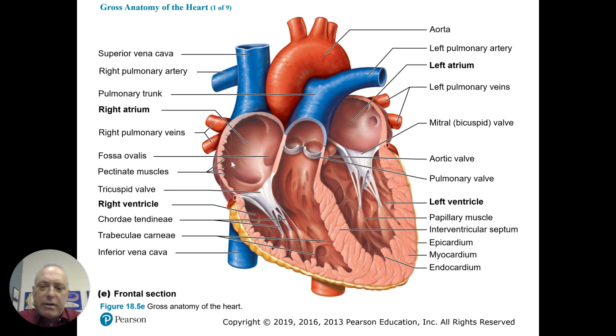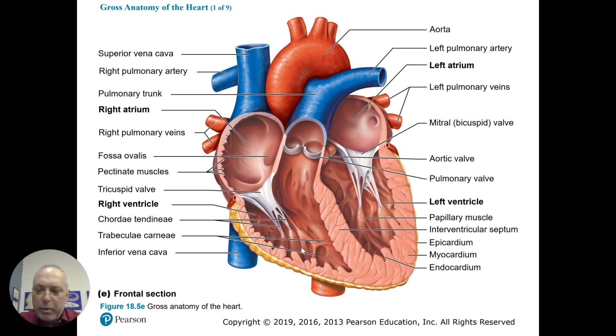Okay, let's look at the right heart first. We have the vena cavas that empty into it, the superior and inferior vena cavas. And there's actually an electrical node up here as well, which is not seen. But when the atria contracts, the blood flows into the right ventricle, and we can see the tricuspid valve.